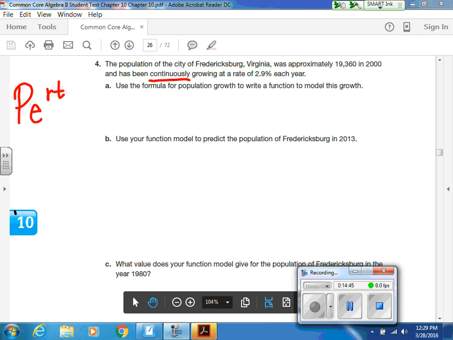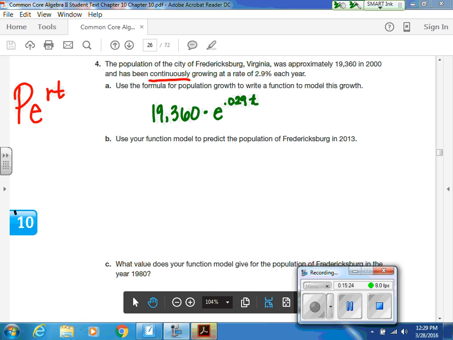All right, so what's our original amount here? What's our principal? 19,360. And our rate? What am I going to write for the rate? I'm going to put 0.029, and I don't know how many years, so I'm going to put T. So that's my population for whatever. Because on the next question it tells me when.